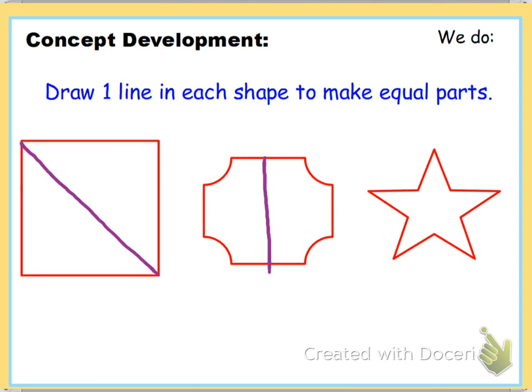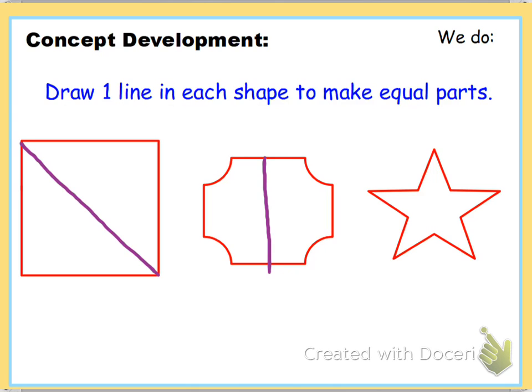Now at the star, you can't just cut it like this because this piece is way smaller than this piece. So we have to make it equal. So we know that we can do it from one point to the end. Or we can do it from the top of the star to the bottom.